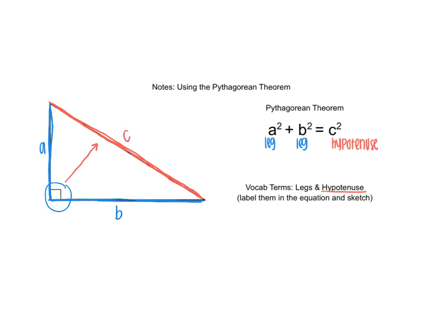This is important to know because we're about to use this information to solve for missing side lengths in right triangles. So our legs are the two sides that form our right angle, and our hypotenuse is that third side that is across from the right angle, and it also is our longest side.